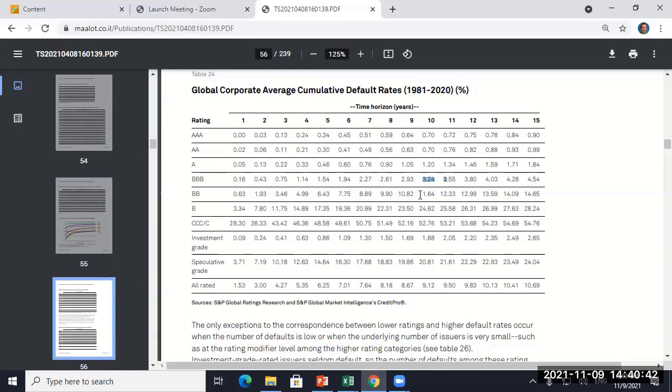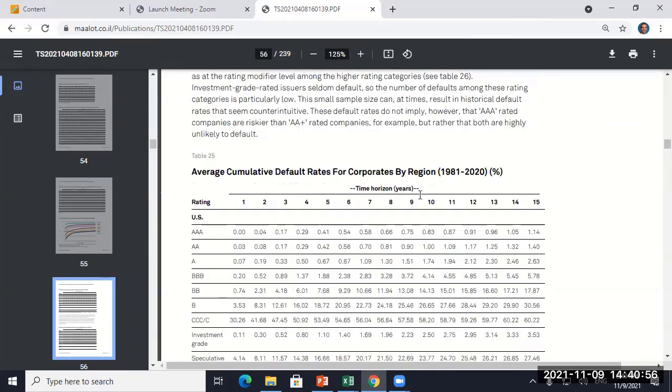150 basis points sounds like a really good spread, doesn't it? On average, you're going to lose less than 32 basis points, and you're getting paid 150 basis points a year. Sounds pretty powerful. All right, so there it is. That's a good one there.